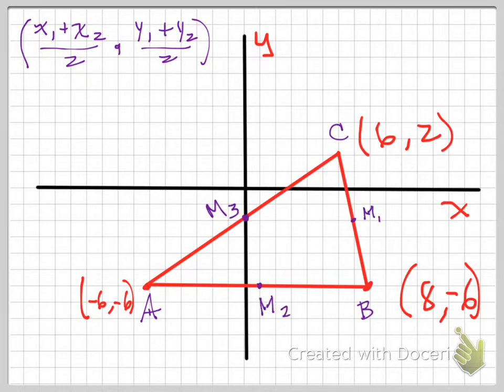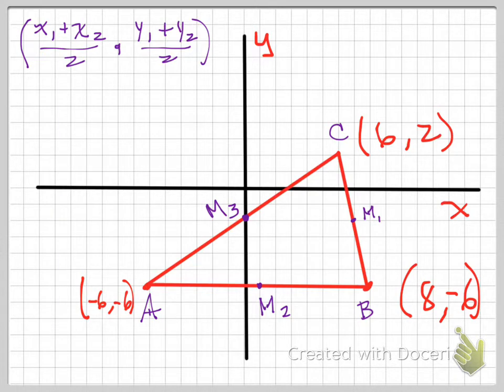So there are my midpoints. I have them plotted. I've labeled them M1, M2, and M3. The coordinates of M1 are 7, -2. The coordinates of M2 are 1, -6. And the coordinates of M3 are 0, -2. So the next thing we want to do is draw a line through each one of those midpoints perpendicular to the side that it's on.